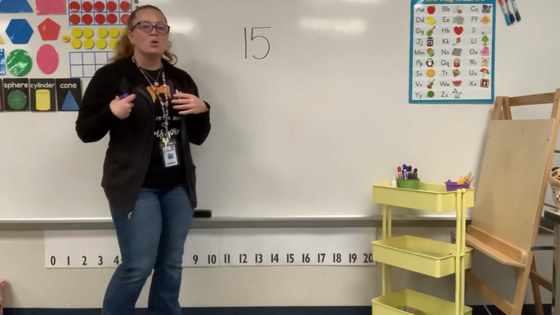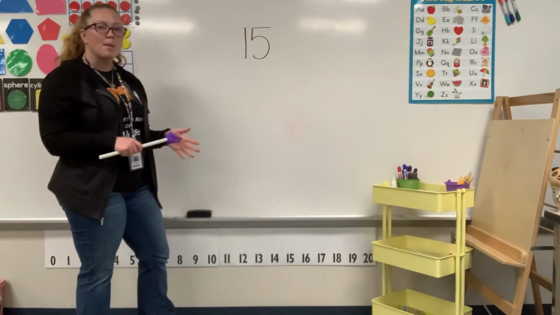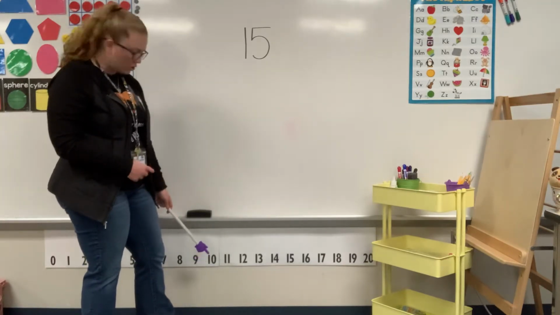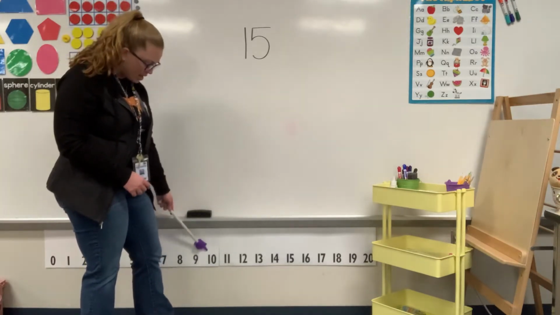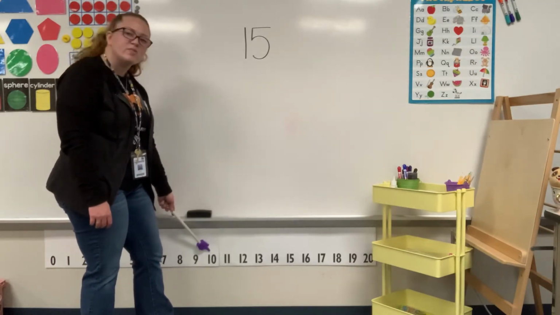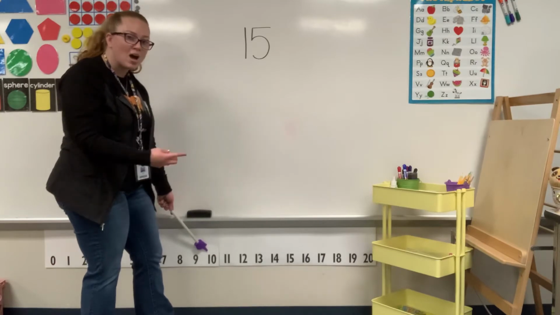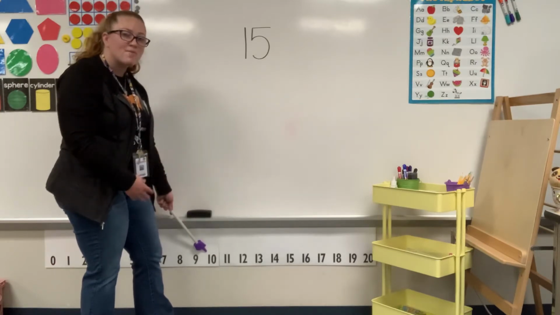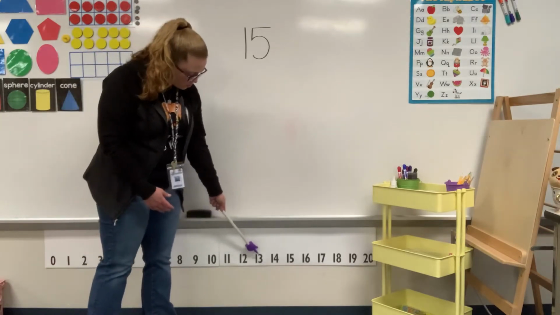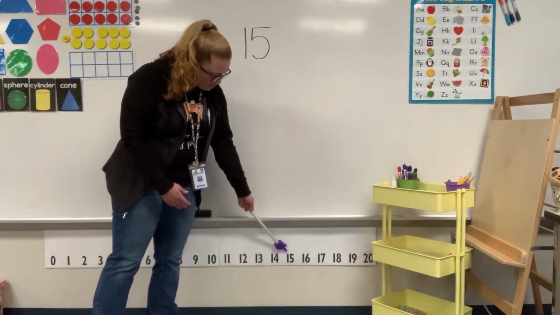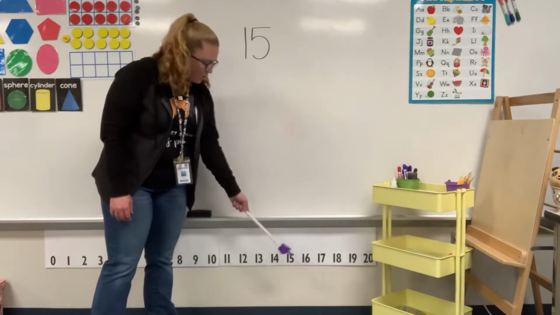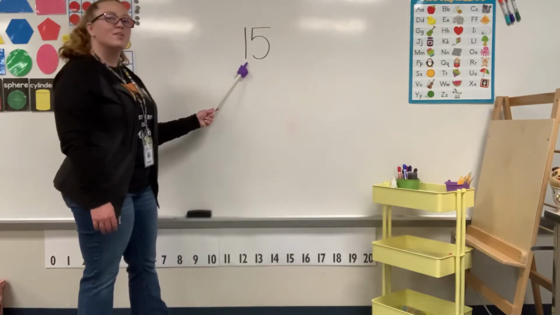So since we know that our teen numbers are the numbers that are after the number 10, let's start looking at our number line at the number 10. So if we know that 15 is 10 and then 5 more, let's count up 5 from 10. 1, 2, 3, 4, 5. There's our number 15. This number looks like our number up here, 15.